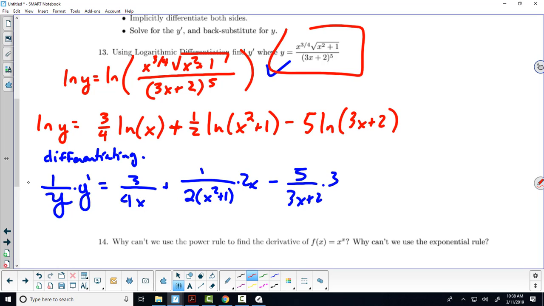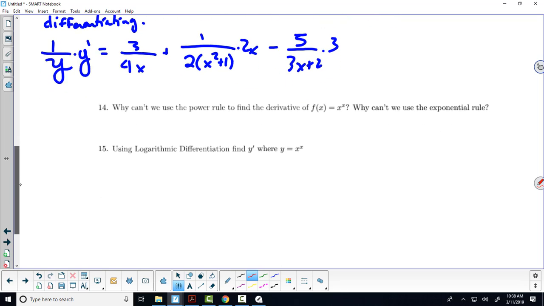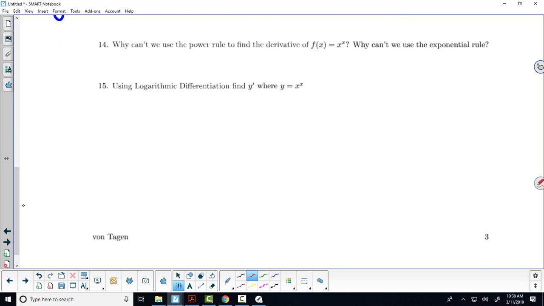Because notice that although it was a lot of writing, there was never any complicated computation that you had to do. We had some mini chain rules, and that was it. Okay? All right. Everyone look at number 14. Discuss it in your group.